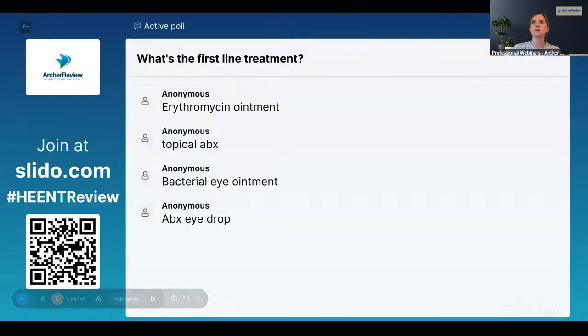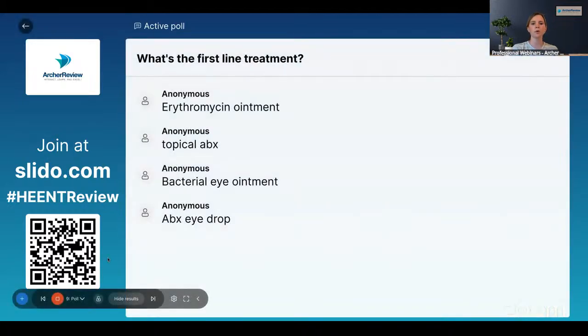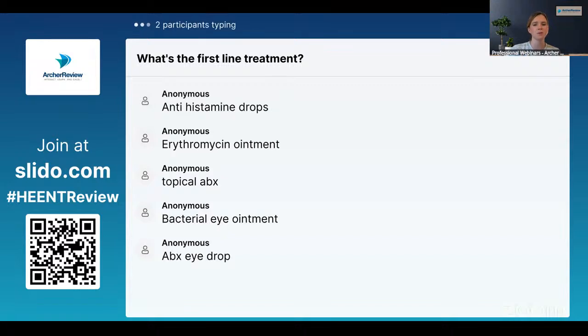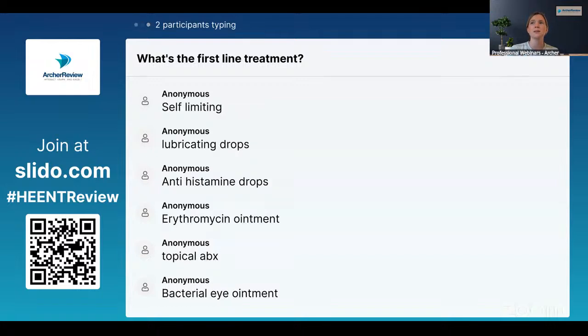What would be the treatment for allergic conjunctivitis? I think we're still staying in the same poll. What would be the treatment for allergic conjunctivitis? You guys know? Anyone can feel free to answer. Let's see. Antihistamine drops. Awesome. Lubricating drops. Awesome. So those are both great answers. We got some more people. Self-limiting. Yeah, so you really can.